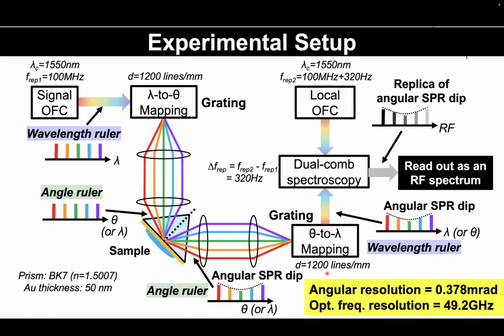Next slide shows the experimental setup. Here we use a pair of fiber OFCs at 1.5 micrometers. One is a signal OFC and the other is a local OFC.